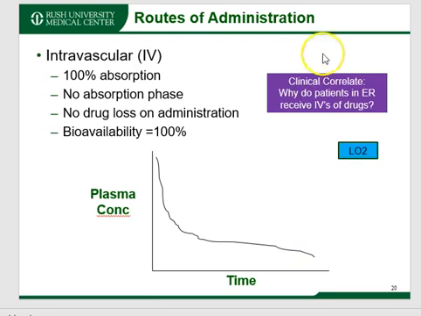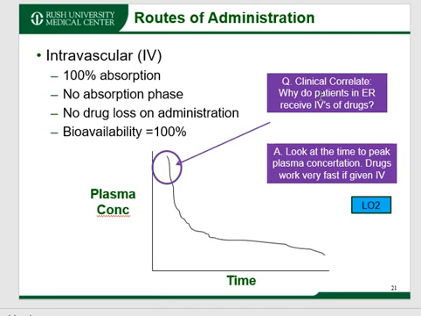And so the clinical correlate here would be, why do patients in the ER receive IVs of drugs? The answer is that the time to peak plasma concentration is very fast. So if you give a drug IV, the clinical benefit is noticed very quickly. In emergency medicine, those 2 minutes can be the difference between life and death for the patient.